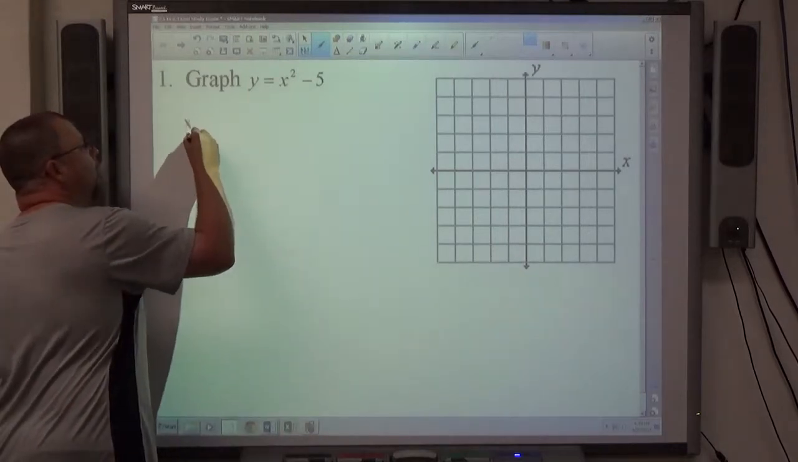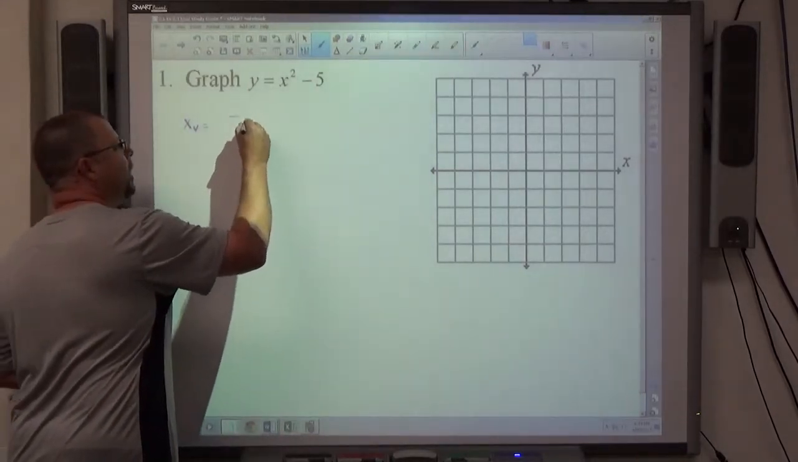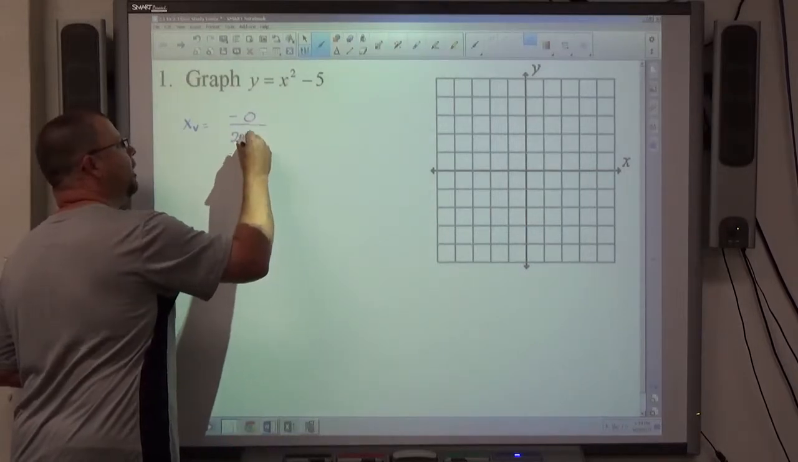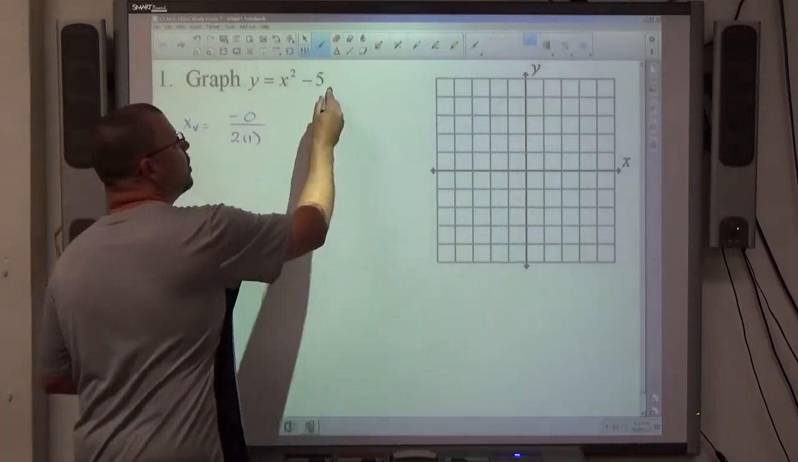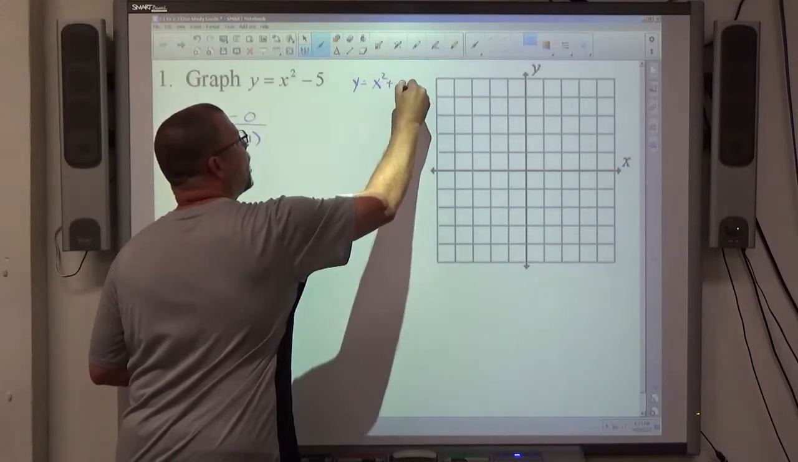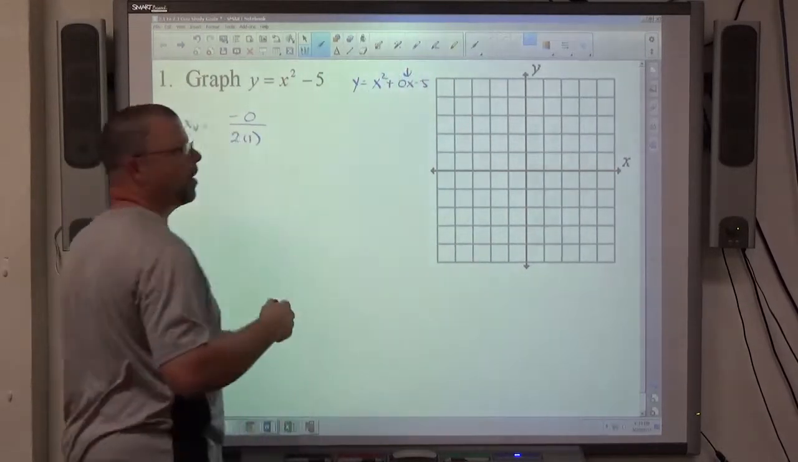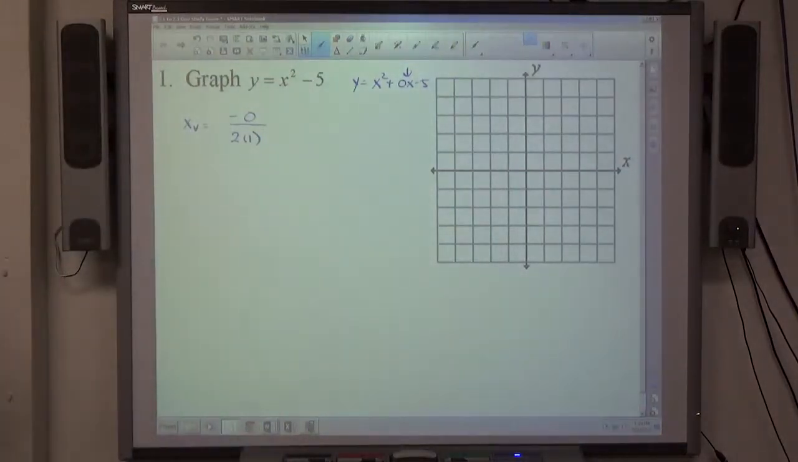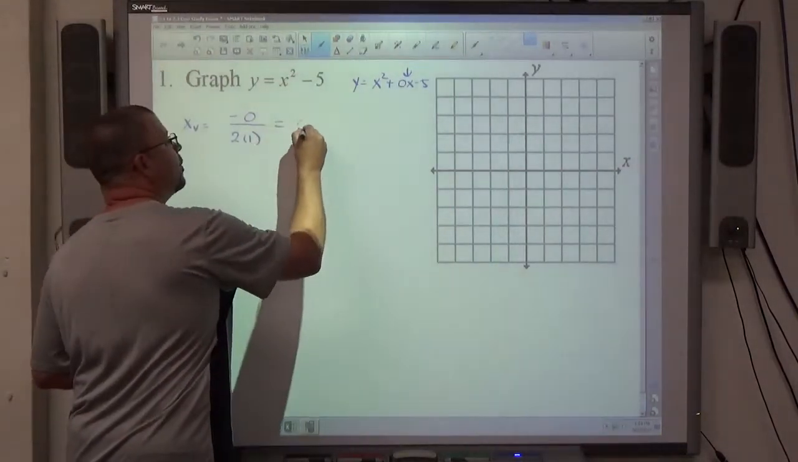So my x-coordinate of my vertex is going to be negative b over 2a. And b is equal to 0 because you can see there's no x term. So officially y equals x squared plus 0x minus 5. If you stuck an x term in, it would be a 0x. So b's value is 0. So the x-coordinate of my vertex here is just 0.